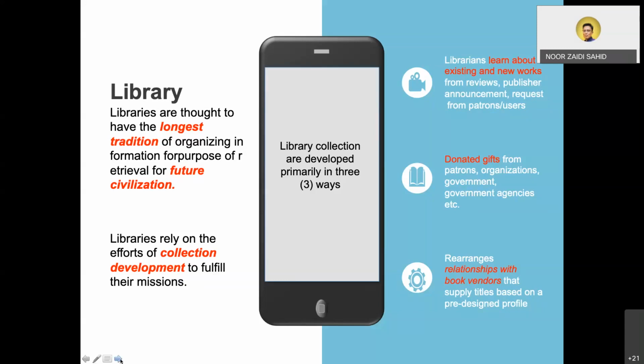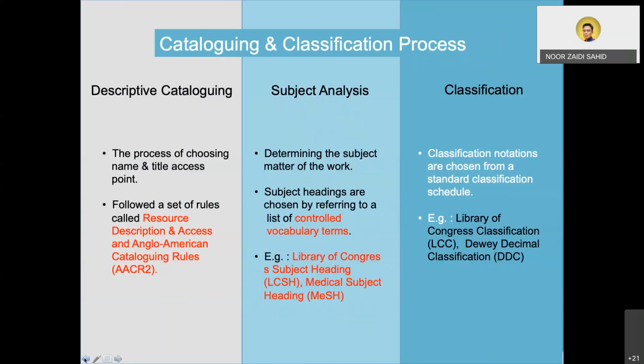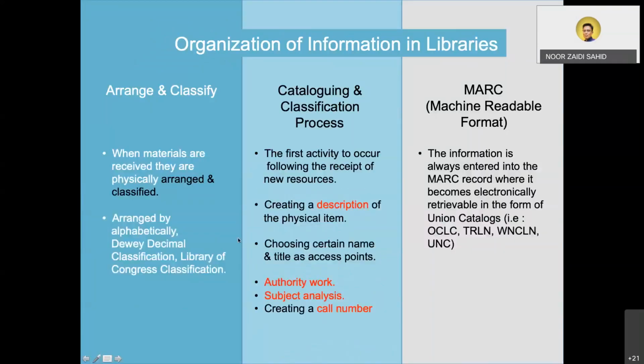Okay, next. Organization of information in libraries. Basically there ada a few process, few activity in library. Let's go through one by one. So the first one, arrange and classify. How to arrange and classify. So these are the 3 main activities of organization of information for the library. Any library normally they will perform these 3 activities.